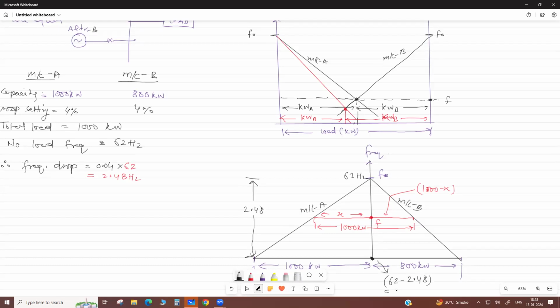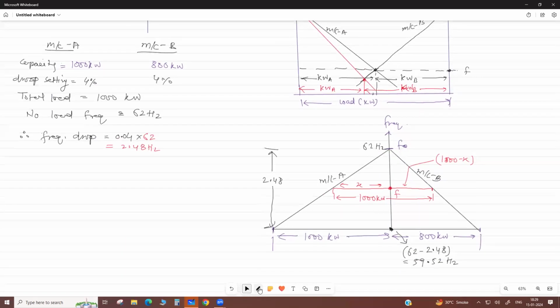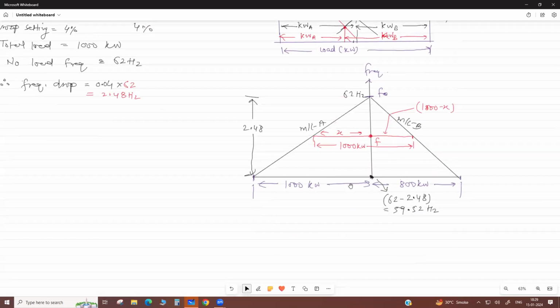Then it comes to 59.52 hertz. So for both it is the same. Here also the same drop for this. That's why they are this.